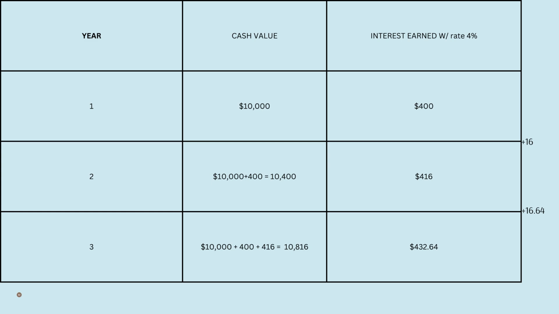And since these numbers keep growing to now $10,816 earning interest, our interest payment for year three is $432.64. The balance will continue to grow at this essential rate because without withdrawing the money, it will continue to earn interest on that money. And as the total balance or cash value grows, there's more interest to be earned on the value.